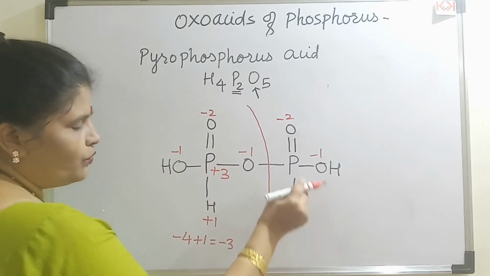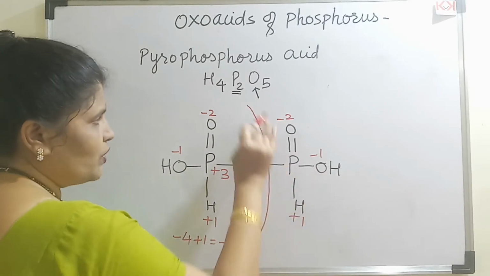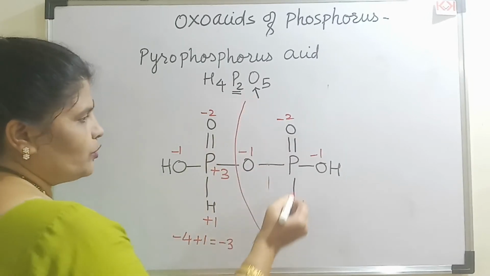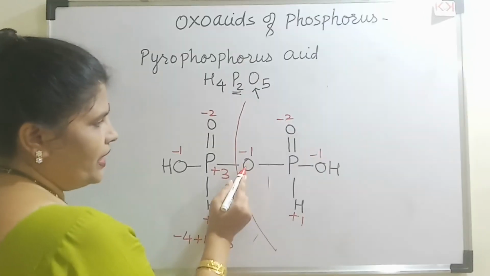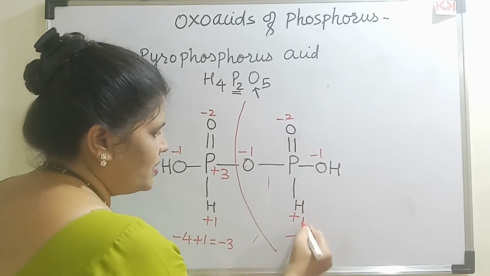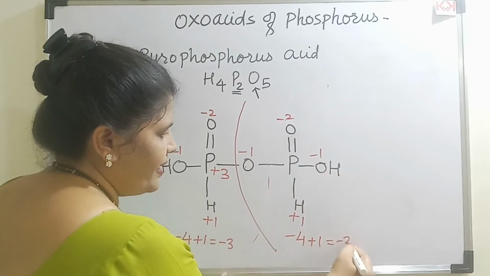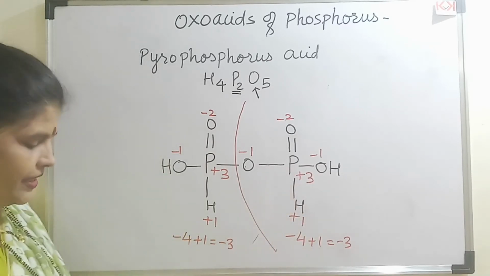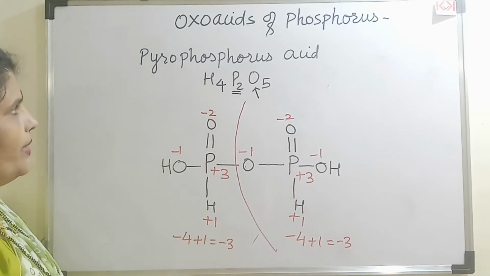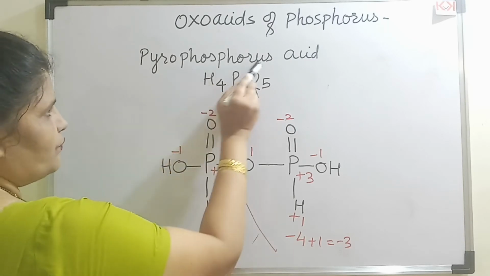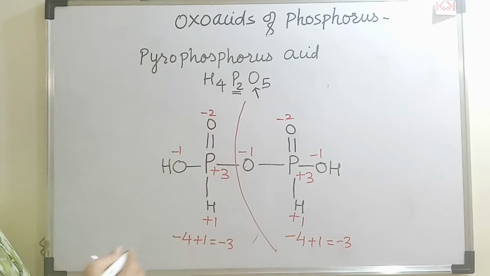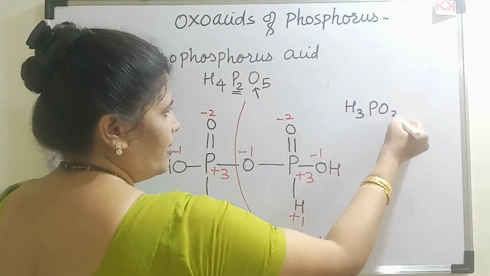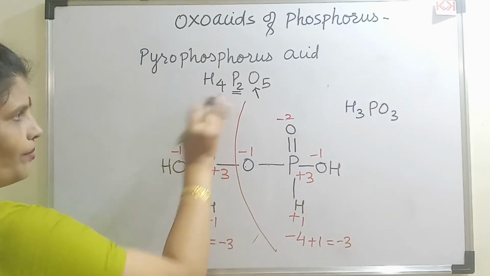Now when you want to find the oxidation state on this phosphorus, you will consider it in this way. So it will be -2, -3 and -4, and this is +1. Then the total is -3. So here also phosphorus is in its +3 oxidation state. Now what is important here, students? If you see, this is phosphorus acid. What is phosphorus acid, students? Phosphorus acid is H3PO3. Very easy to remember the formula here.